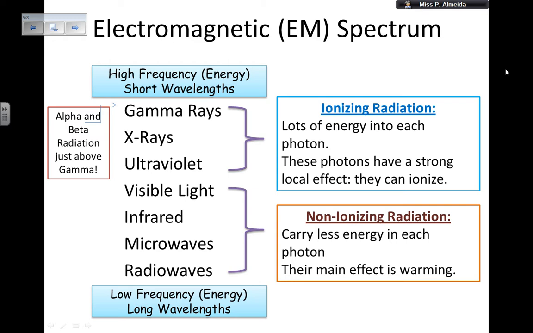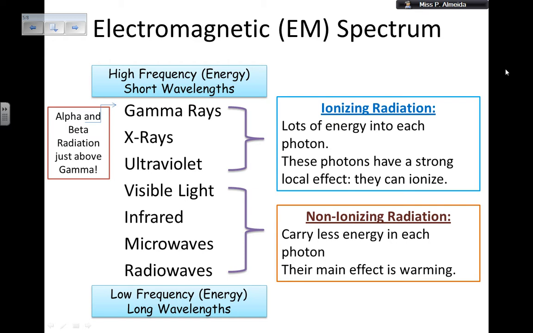Now, everything above the visible light, so gamma, X-rays, and ultraviolet, they are known as ionizing radiation. So this is because they have lots of energy in each photon and they can ionize. So these photons can have a strong local effect. They can kick off an electron of an atom and make it into an ion. The ones including visible light and below, they are called non-ionizing radiation because they don't have that much of a local effect. They cannot really kick off an electron out of an atom. So they carry less energy in each photon, and their main effect is warming.